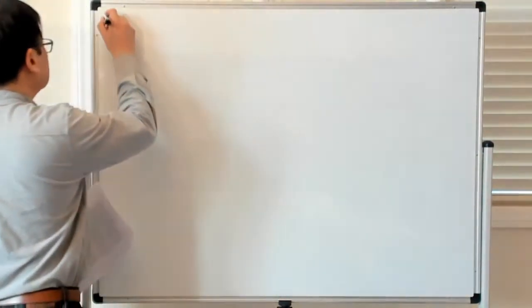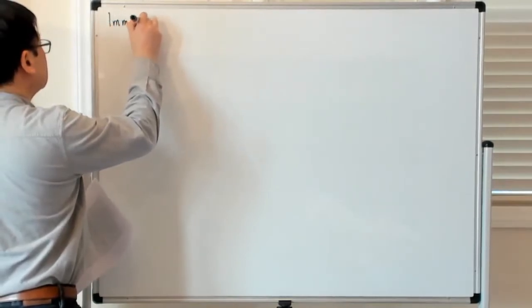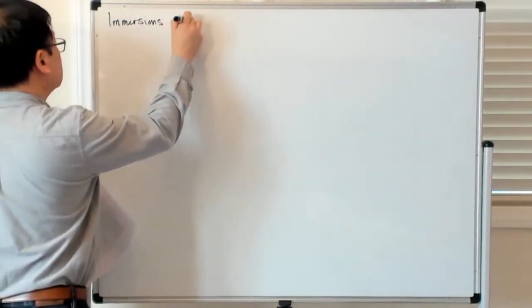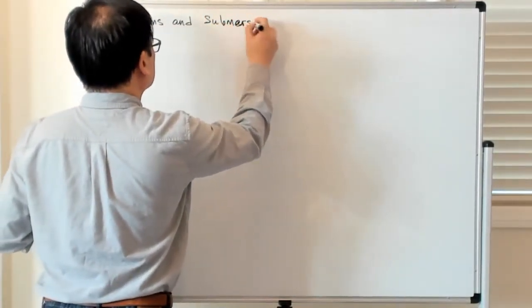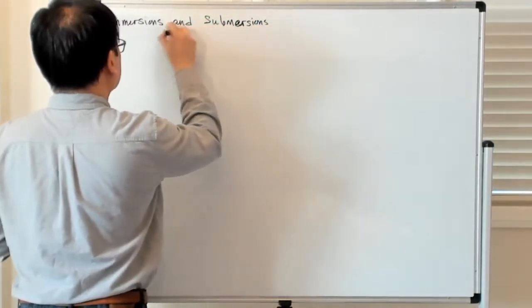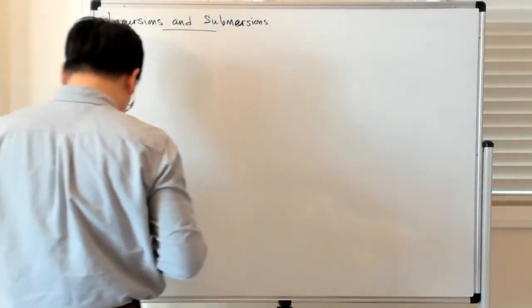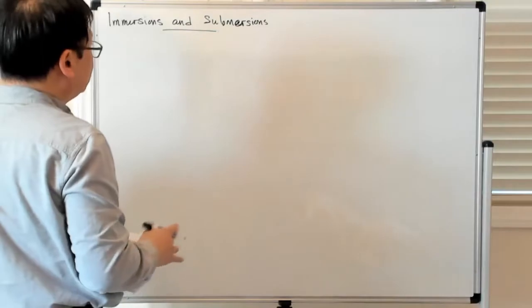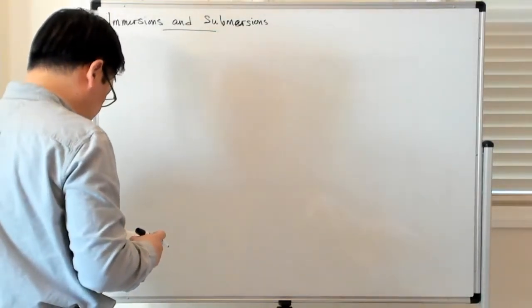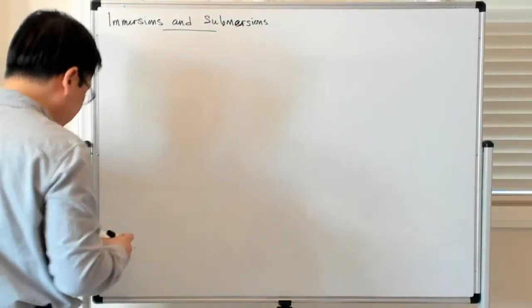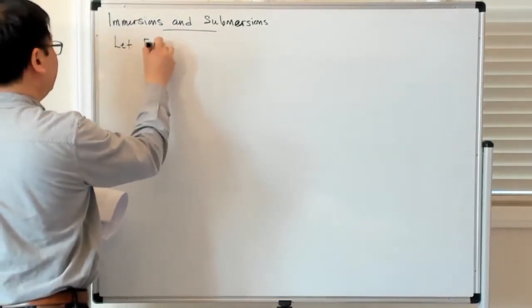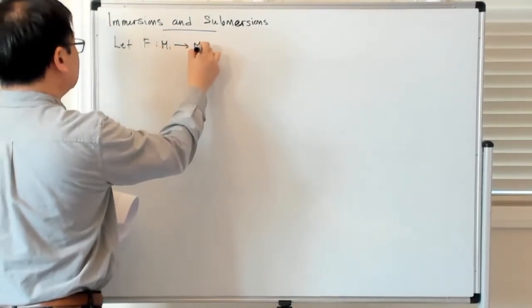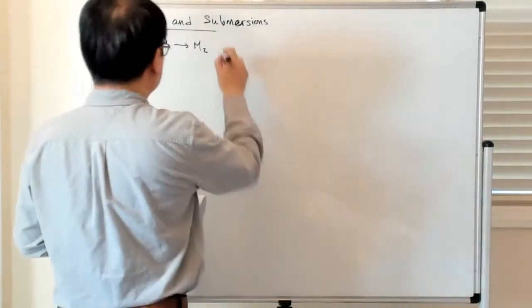All right, so now we're going to talk about immersions and submersions. This is going to be a very efficient way of constructing submanifolds and quotient manifolds. Okay, so let's say we have a map F from M1 to M2, a differentiable function.